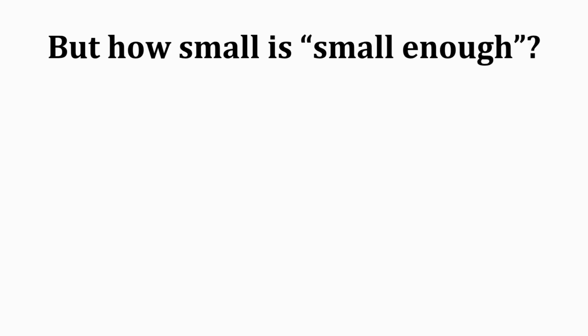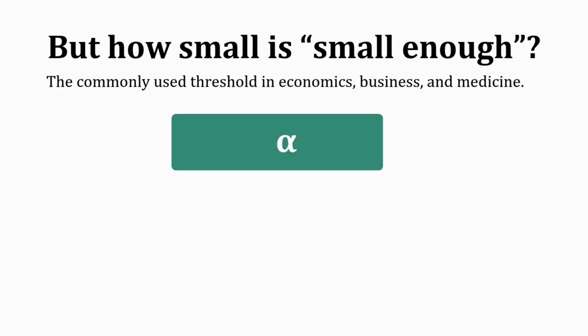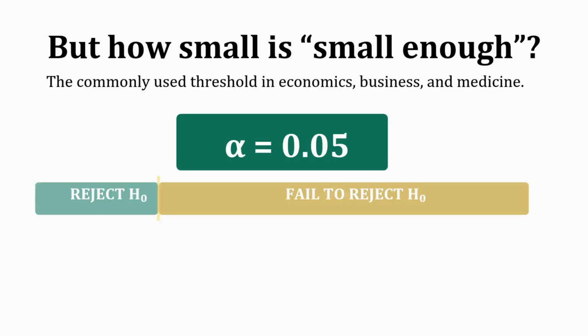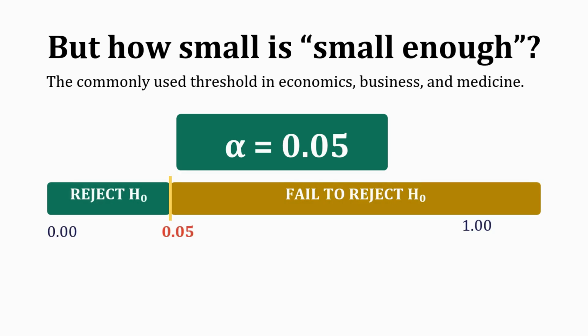This is where researchers make a deliberate choice before they even look at the data. We set a threshold. It's called alpha, the significance level. The most widely used threshold in economics, business, and medicine is 5%. That means we're willing to accept a 5% chance of wrongly rejecting the null when it's actually true. Think of it as our standard for reasonable doubt.